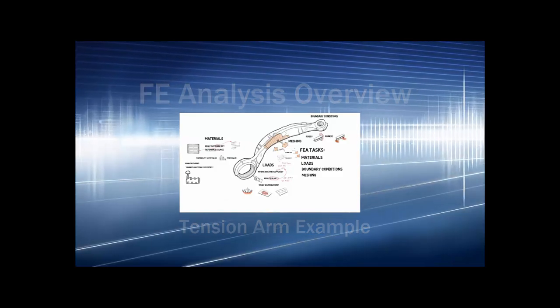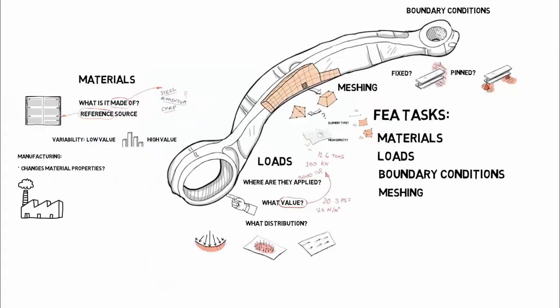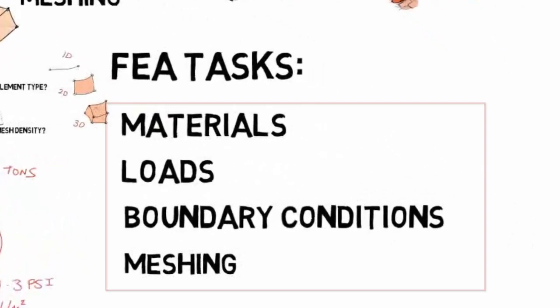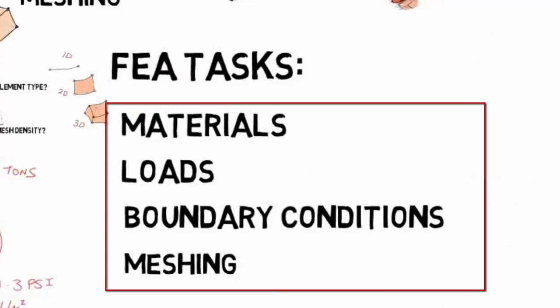In this video, we're going to look at preprocessing of the tension arm using a real-world FE analysis program. Just a quick review of the process. The tasks we need to carry out are applying materials, loads, boundary conditions, and meshing.